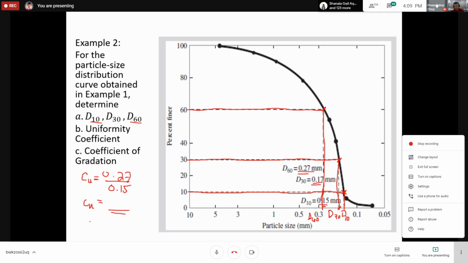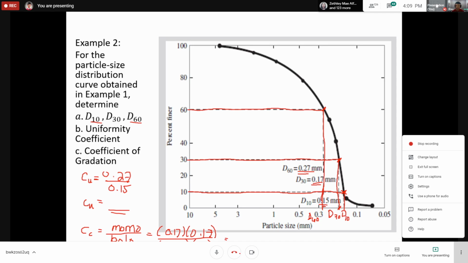And then the coefficient of gradation is D30 squared over D60 times D10. So D30 squared is 0.17 times 0.17, divided by D60, which is 0.27, times 0.15. So that is your coefficient of gradation.